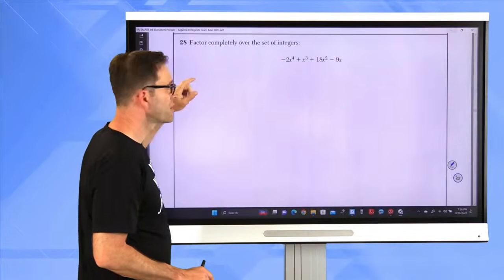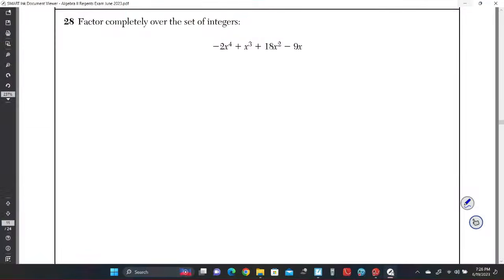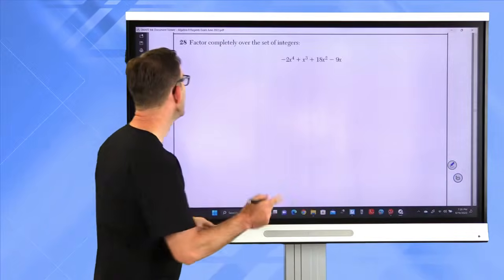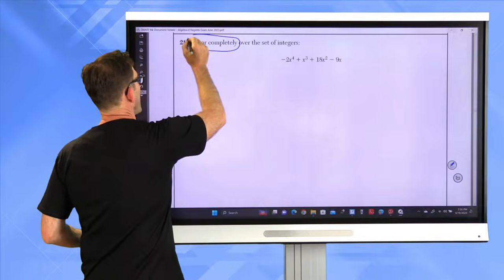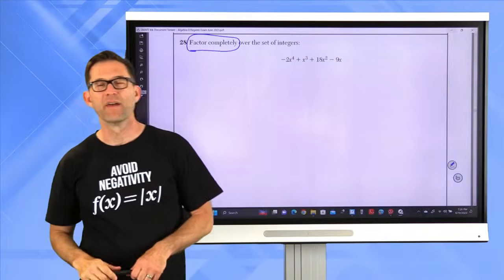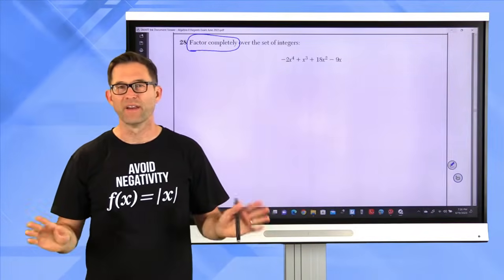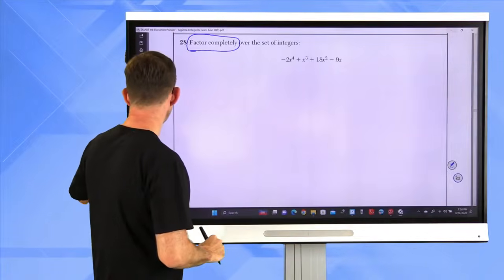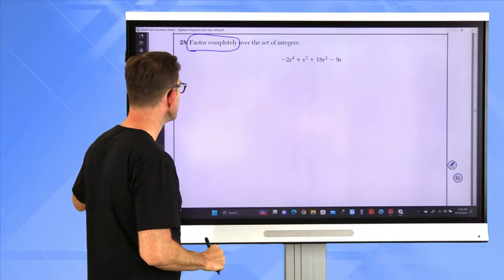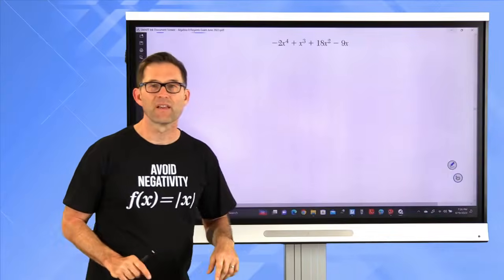All right, let's take a look at 28. Factor completely over the set of integers. All right, factor completely. And this is a whopper. Man, I don't know how they exactly make this a 2-point problem, but hey, whatever, they did. So again, let me go in a little bit closer. Let's take a look at factoring this thing.